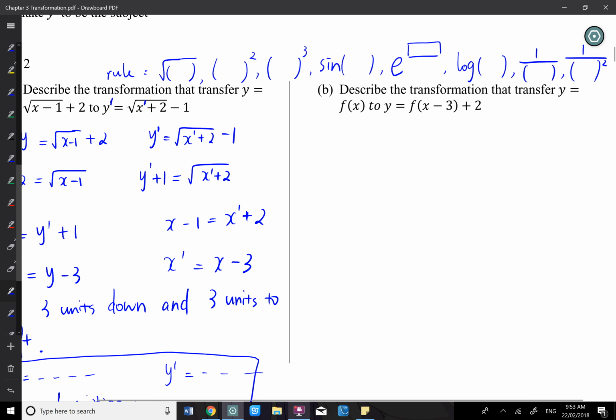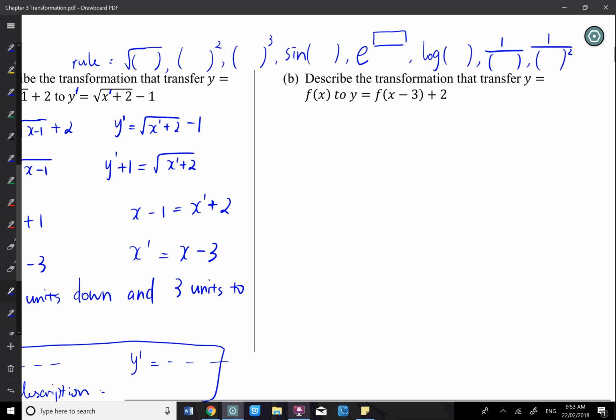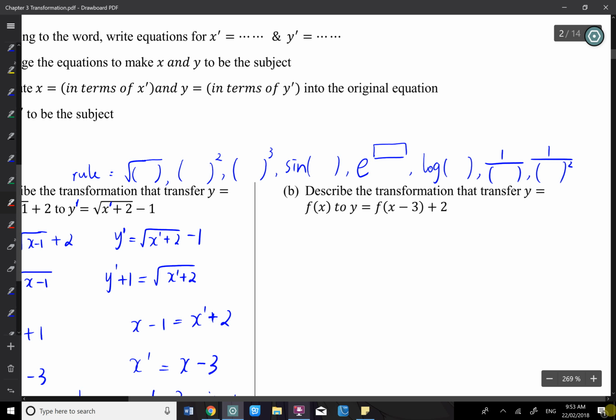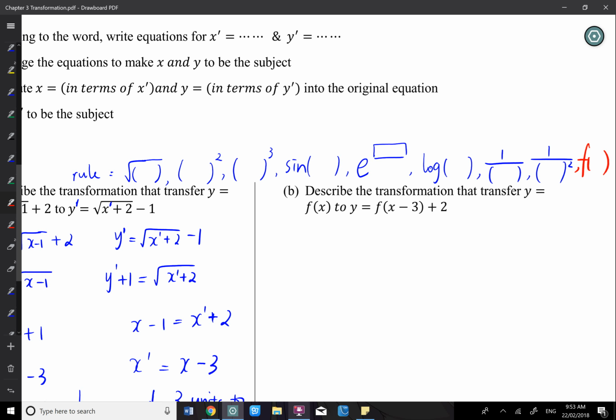Let's have a look at exercise 2b. So this is a special one. I can't specify what rule it is. Just give me f(x), but that's the easiest one. A simple one is f bracket x. I just leave f(x). I don't know what it is, it's something, whether sine, cosine, I don't care. It's just f(x). I just leave that on the right hand side.